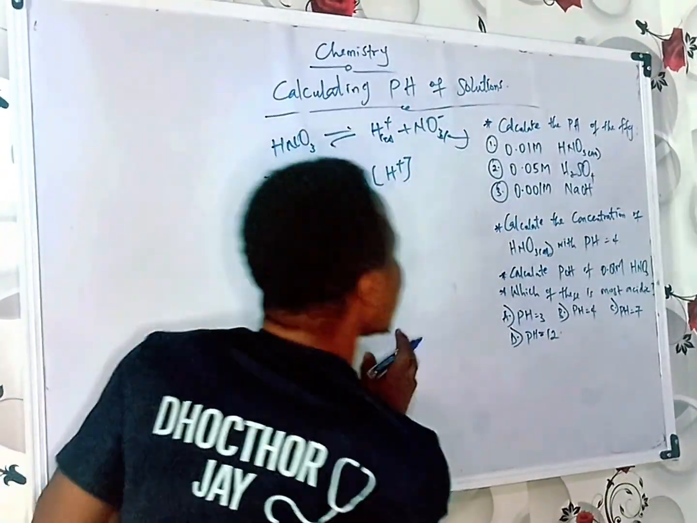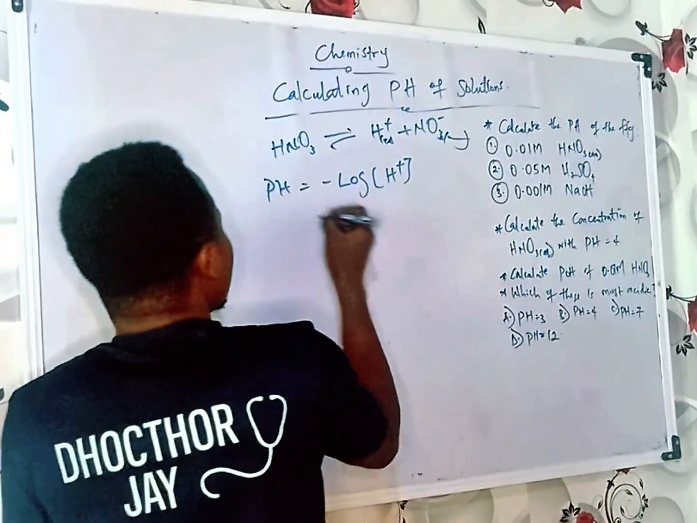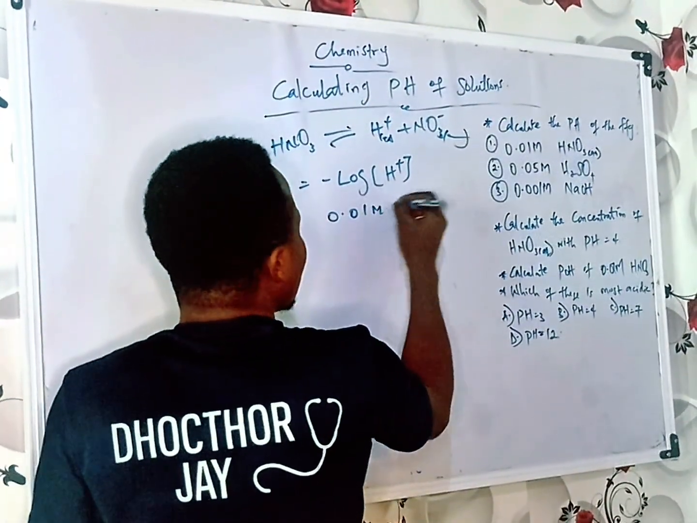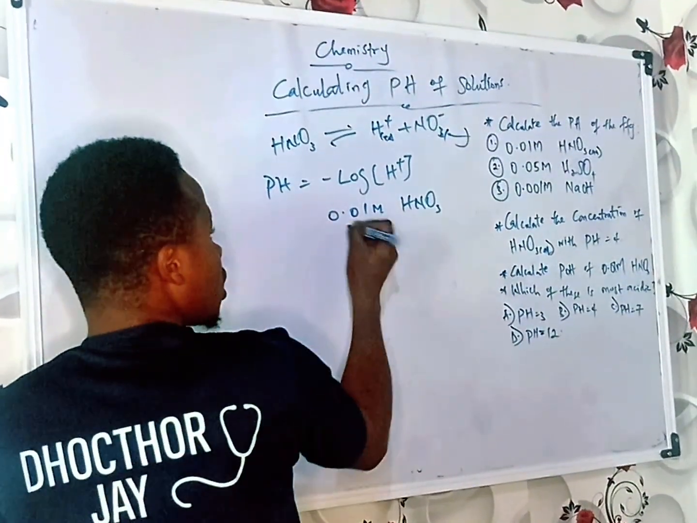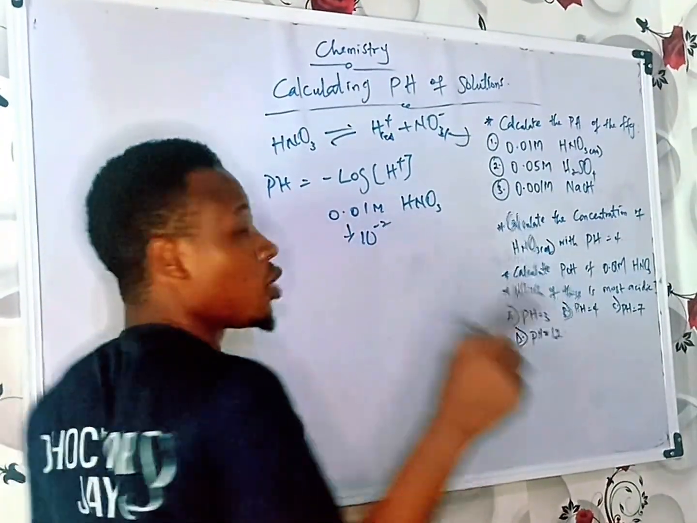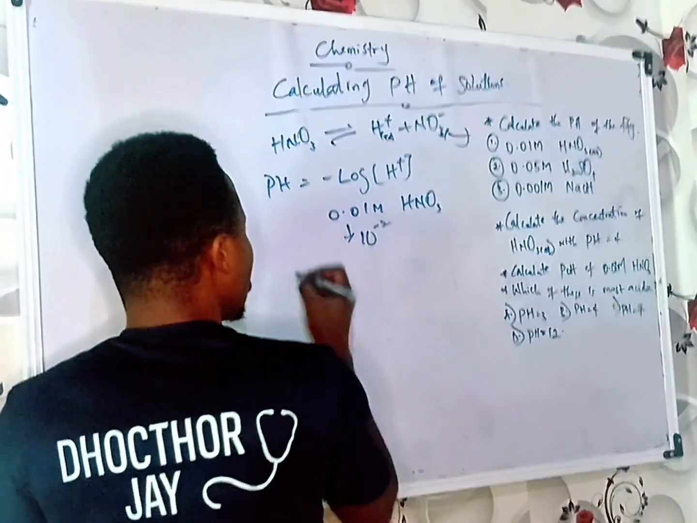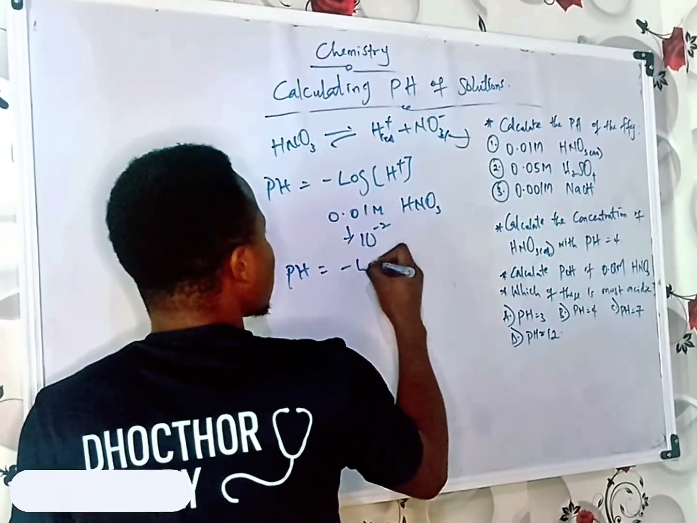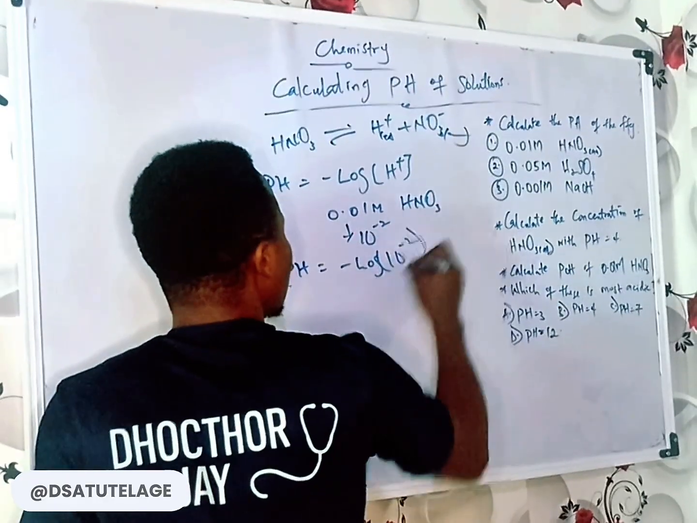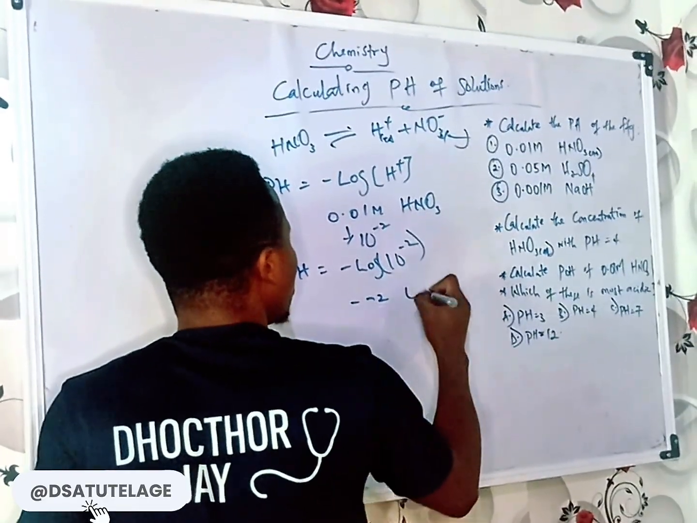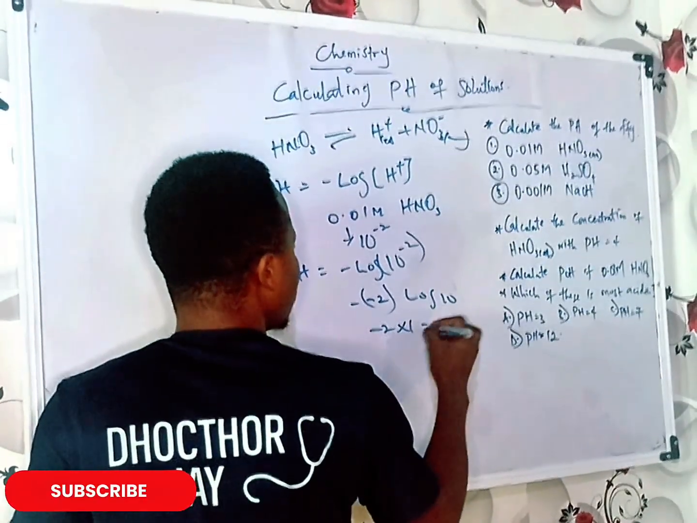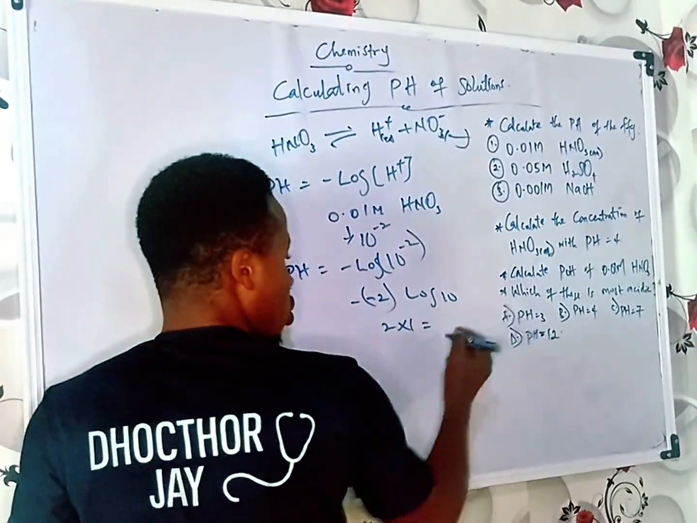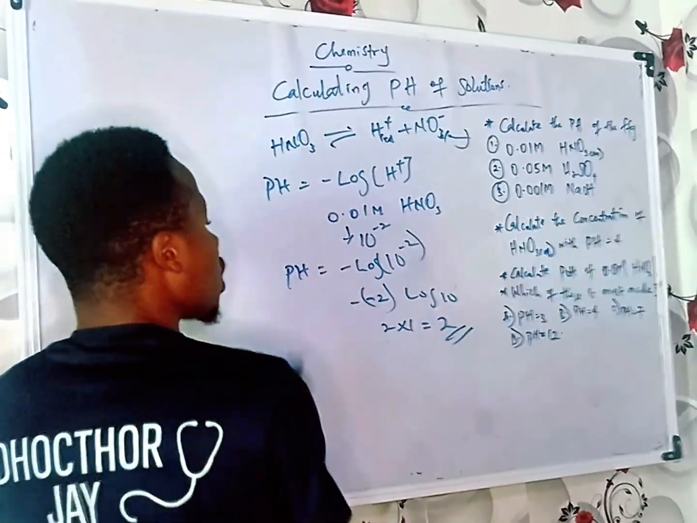Okay? So if you have to calculate the pH now, what they gave us is 0.01 molar HNO3. So what do we do? As usual, this is the same thing as 10 raised to the minus 2. And you can already guess, right? The answer is going to be what? 2. You say pH equal to minus log 10 raised to the minus 2. And that becomes minus 2 log 10. Okay? And that becomes minus 2 times 1, which is minus times minus, that's 2. So now you've gotten your pH.